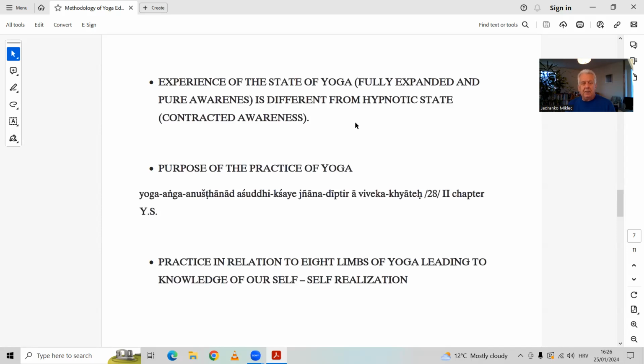So the practice of the limbs of yoga is to reduce impurities from our life on all levels, whether on the physical, mental, emotional level, on all energy levels, on all levels. That shuddhi kriya is the practice of yoga. Shuddhi kriya, the action for purification. Kriya means the action.